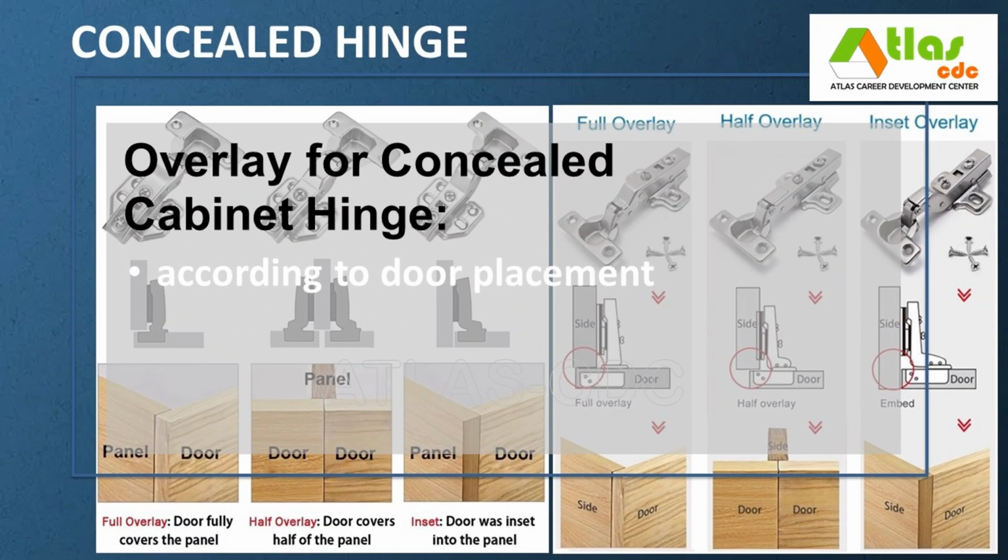The main types are full overlay, half overlay, and inset, which dictate the door's position relative to the cabinet frame. Overlay hinges refer to the door placement. They indicate how the cabinet door overlays or covers the cabinet frame. Full overlay is when the door fully covers the panel. Half overlay is when the door covers half of the panel. And inset overlay is when the door is inset into the panel.